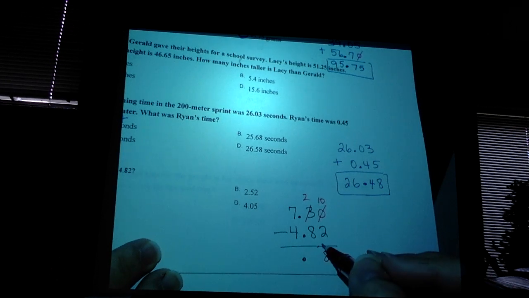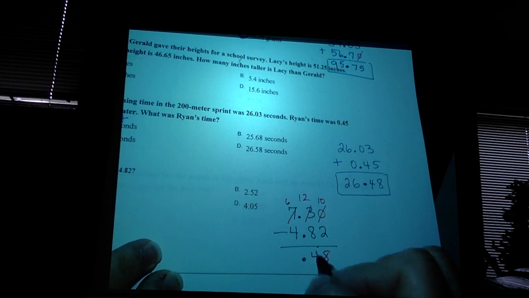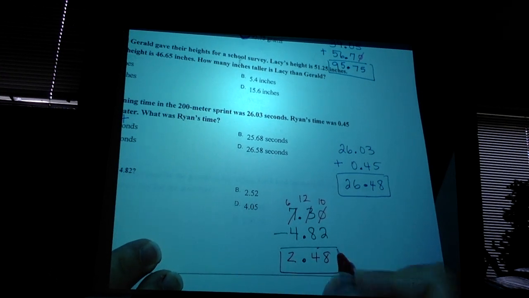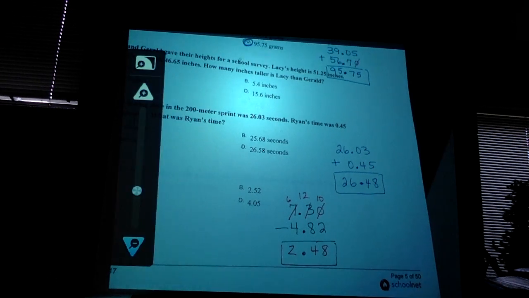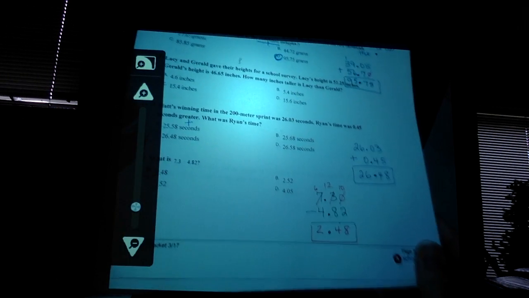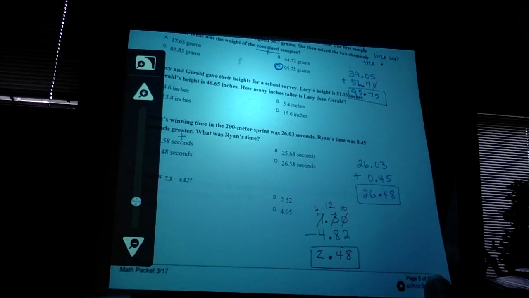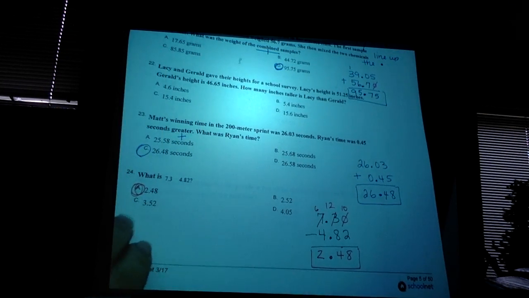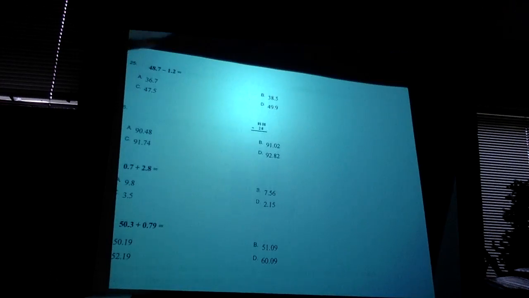Can I say 2 take away 8? No, borrow. Now it's 12. Now I have 2 and 48/100, which gives you A. I'm zoomed in so far you can't even see my answer choices. A, okay? So y'all, line that decimal up, okay? Turn the page. I have to do quickly, y'all. I'm so sorry. My videos are killing me.